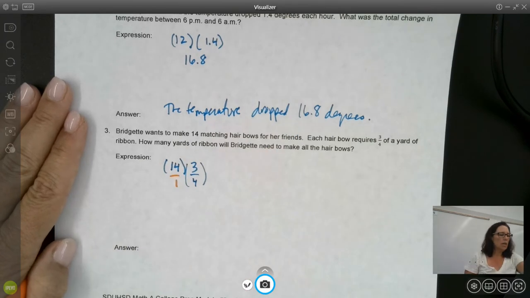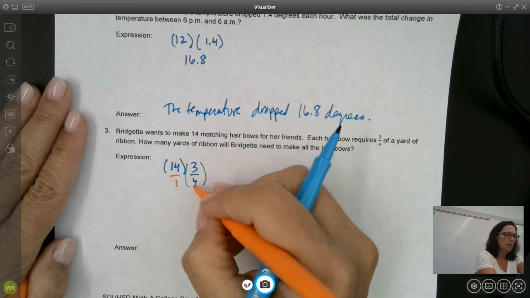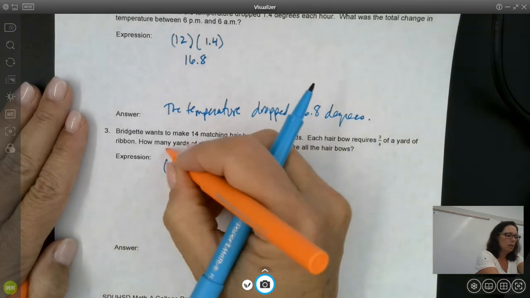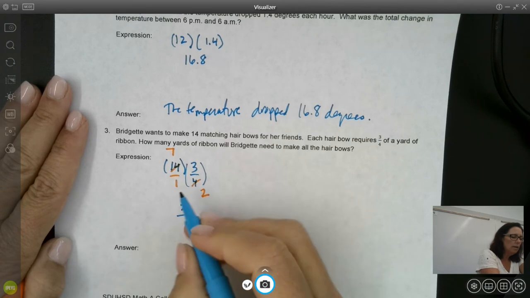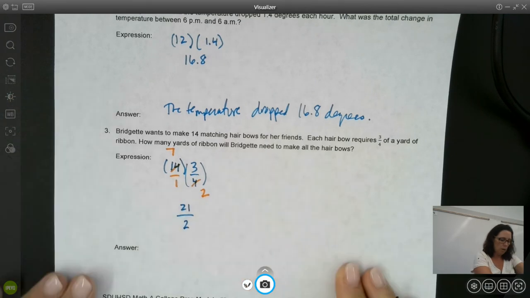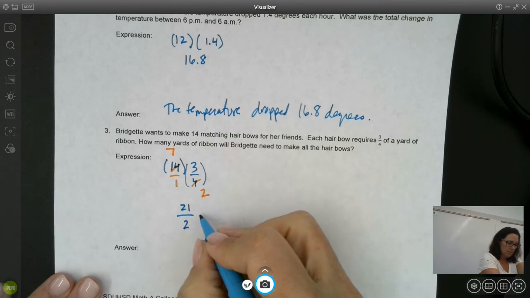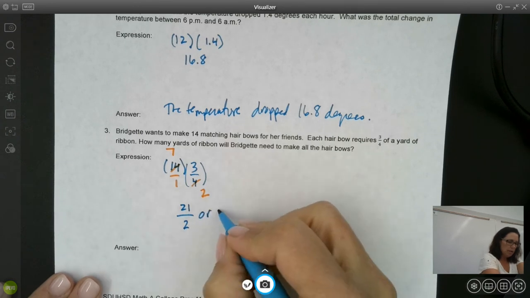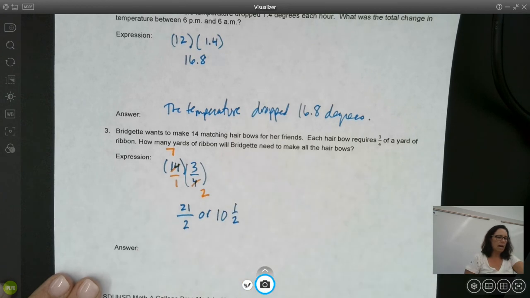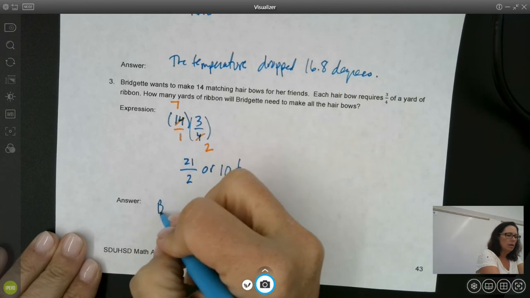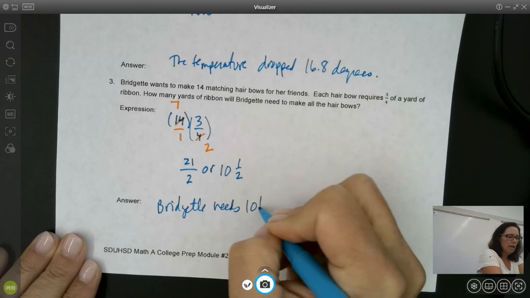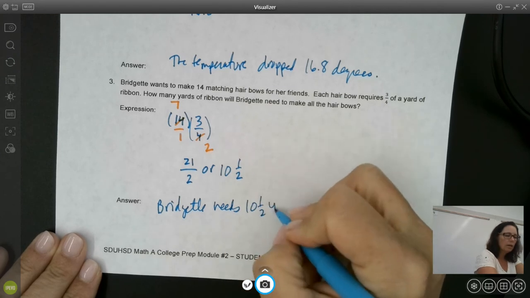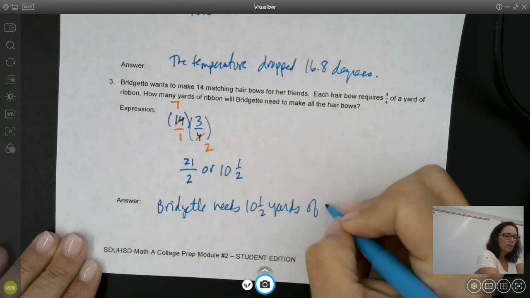We can cross cancel the 14 and the 4. 2 goes into both of those. And then we would have 7 times 3, which is 21, and 1 times 2, which is 2. So 21 halves. You could also write that as 10 and a half. So Bridget needs 10 and a half. Are we in yards? Yes, we are. Yards of ribbon.